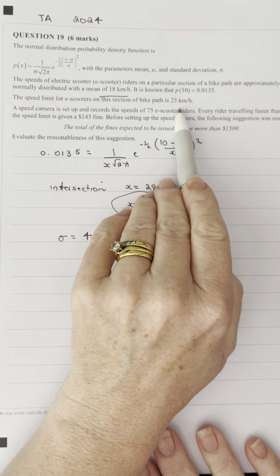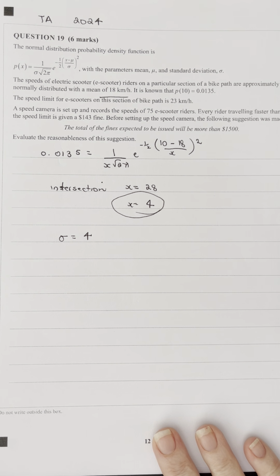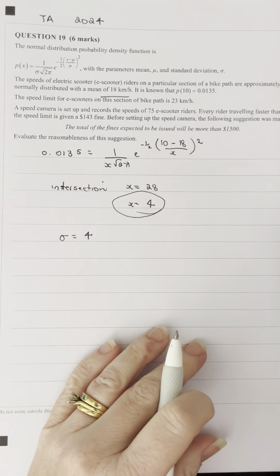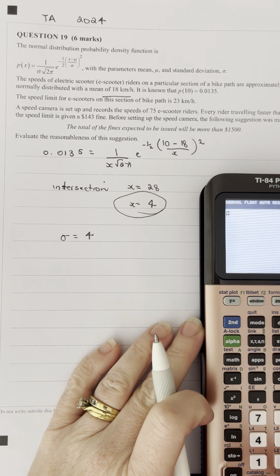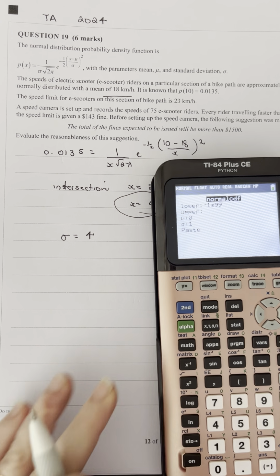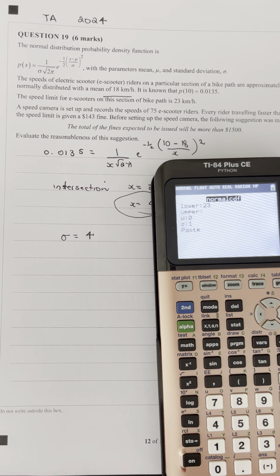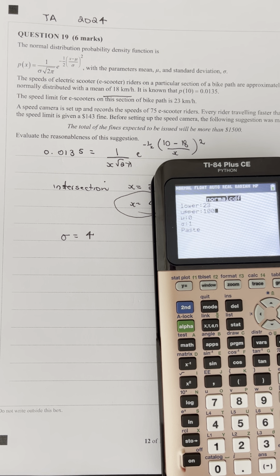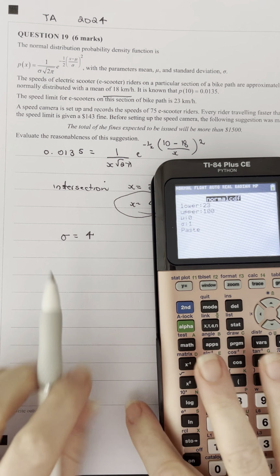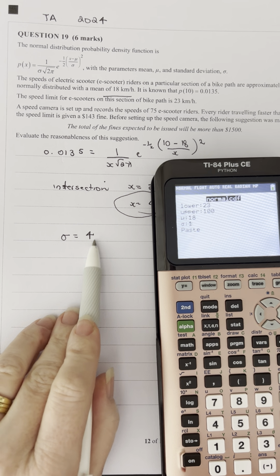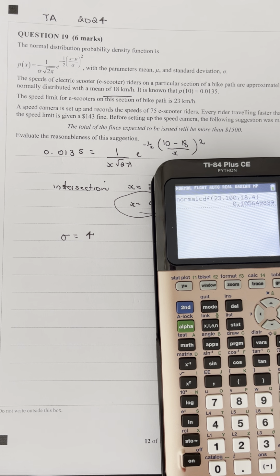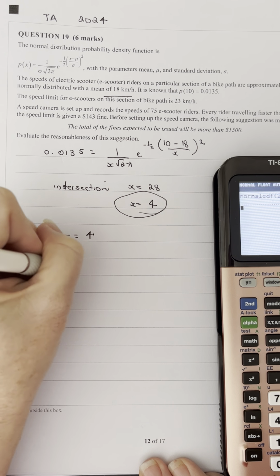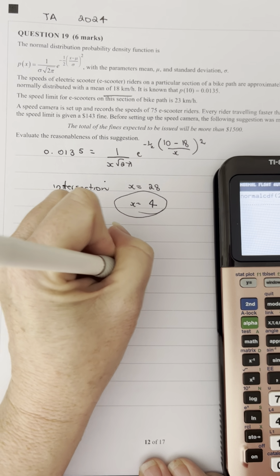So if we've got the speed limit is 23, we want to know what percentage we would have going over 23. So we can use our normal CDF, and we can put in there our lower is the 23, our upper, I just put 100 because I just wanted to go for a really big number. My mean I know is 18. My standard deviation I have now worked out as 4, and so I can work out what percentage of riders that's going to be. And so that's going to be 10.5% of riders.